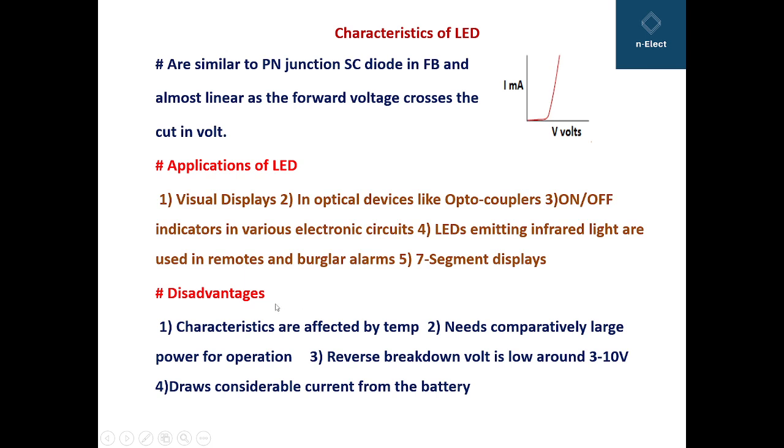The disadvantages of LEDs are that their characteristics are affected by temperature, they need comparatively large power for operation, the reverse breakdown voltage is low, which is around 3 to 10 volts, and they draw considerable current from the battery.